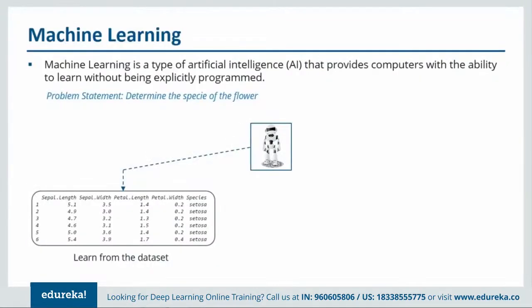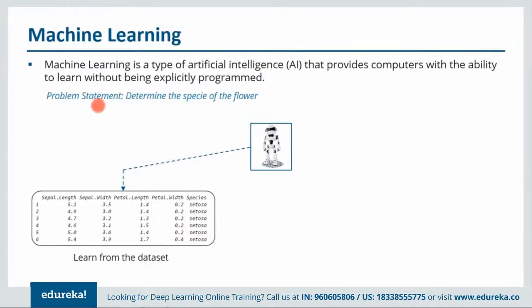Now, what is machine learning? Machine learning is nothing but a type of artificial intelligence, or you can say a subset of artificial intelligence. And it provides computers with the ability to learn without being explicitly programmed. So you don't need to hard code your machine for that. Let us understand this with an example.